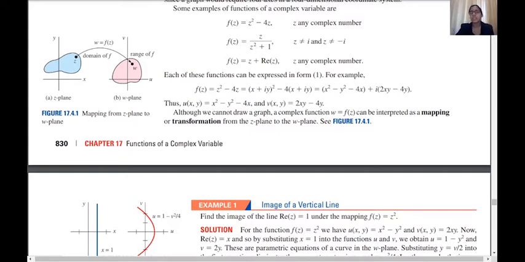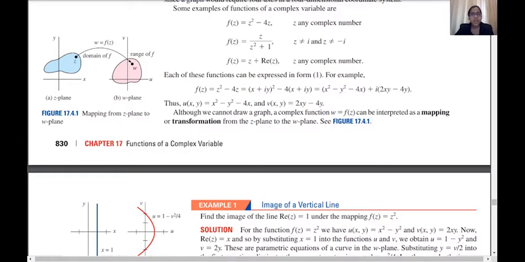So this function is defined for all complex numbers except for z equal to i and z equal to minus i. So z should not be equal to i, nor should it be equal to minus i. Then the third function is given as f of z is z plus the real part of z. That also holds for any complex number. So these are some of the functions.